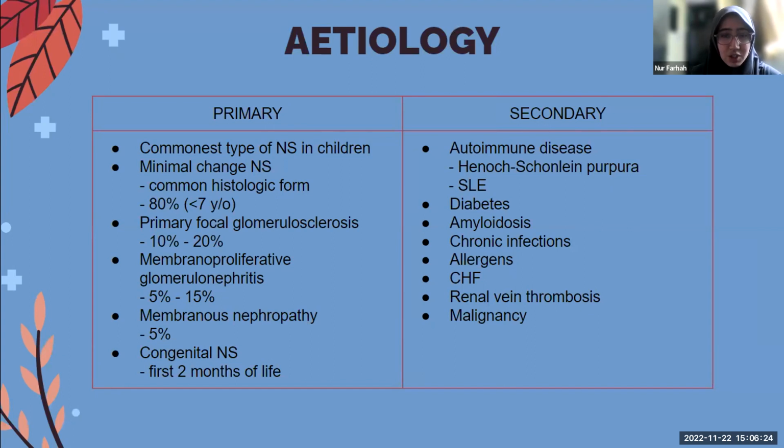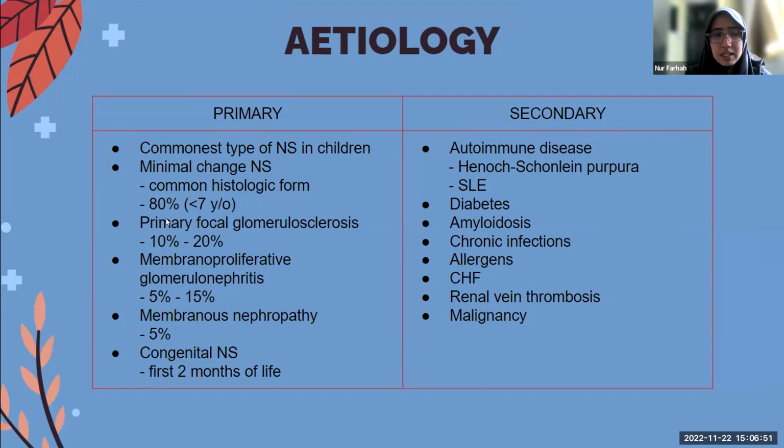For minimal change nephrotic syndrome, what we can see here is that there will be a diffuse effacement of the foot process of the podocyte. So what is a podocyte? Podocyte is one of the three elements needed for the glomerular filtration barrier. So in minimal change nephrotic syndrome, there is a problem at the podocyte. Here, 80% of cases of minimal change nephrotic syndrome are below 7 years old.